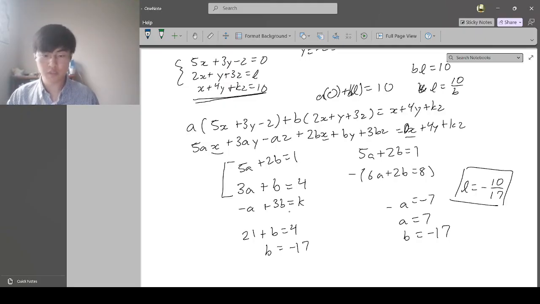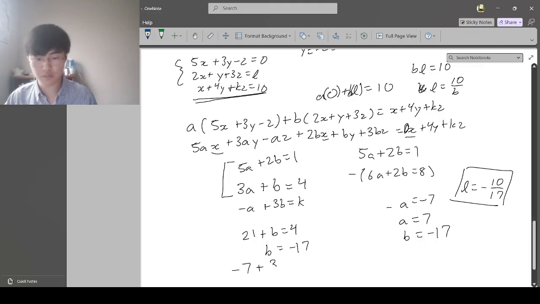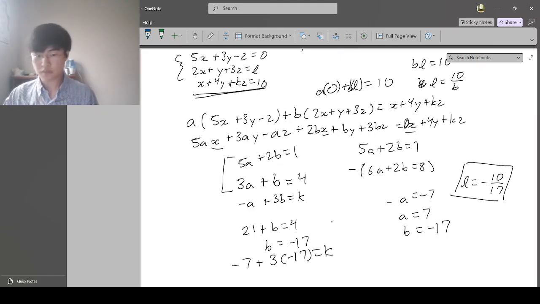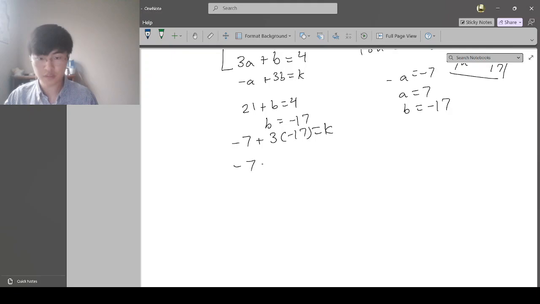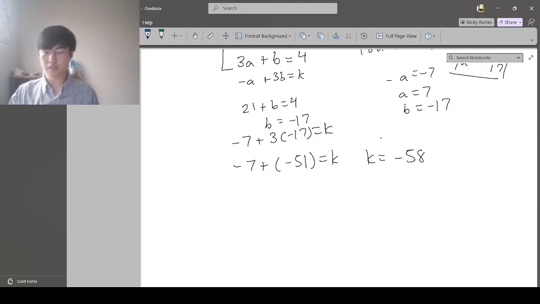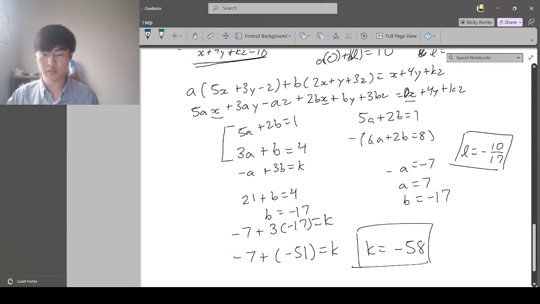Our second part is finding what k is. We can just simply sub a and b into here. So we have -7 plus 3 times -17 is equal to k. So if we do that, it's simply -7 plus -51 equal to k. So k is equal to -58. Okay, so that would solve this problem. We know what L and K are in order to get these infinite many solutions.